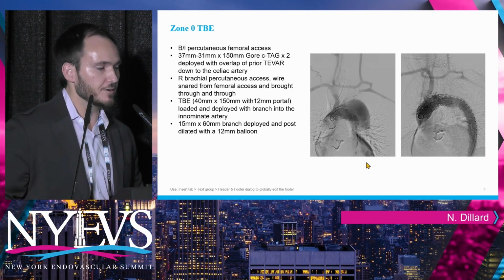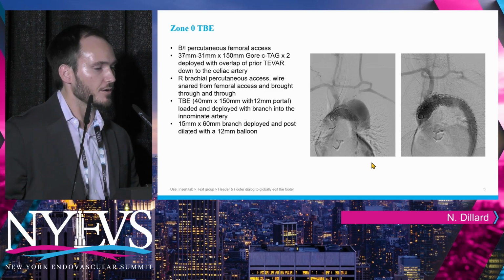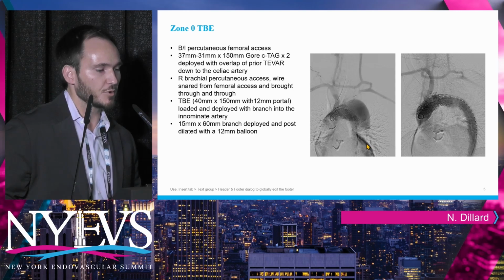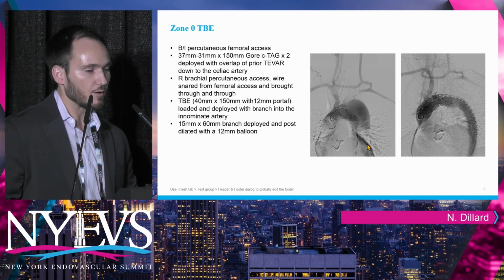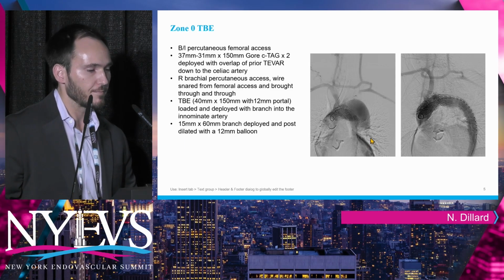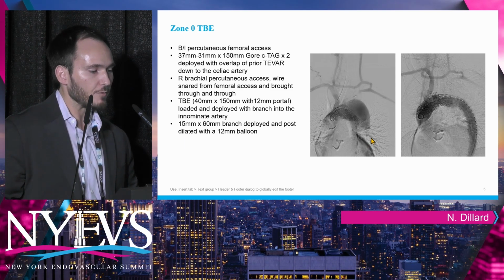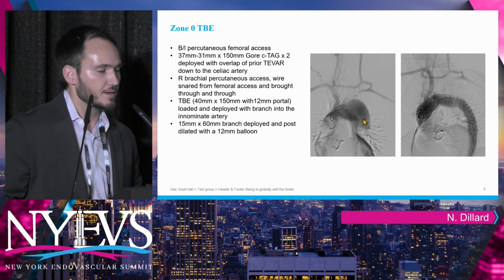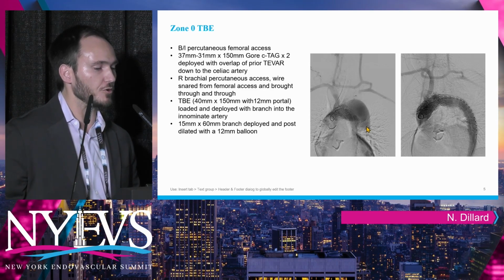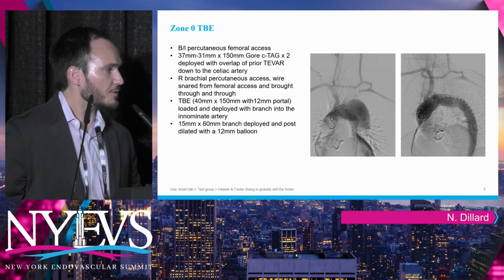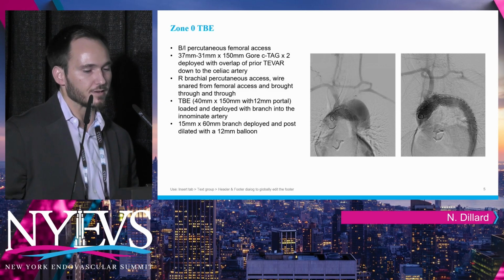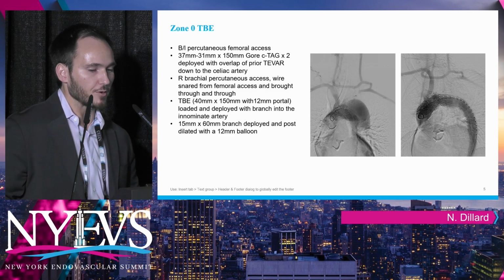So 2 days later, we took the patient back to the OR for our zone 0 TBE via percutaneous femoral access. We first extended our TEVAR down to the celiac artery. Then we obtained brachial access. We snared a wire from the brachial through the femoral and brought it through and through. We then brought our TBE into position and deployed it with the portal going into the innominate. And then we deployed our branch.